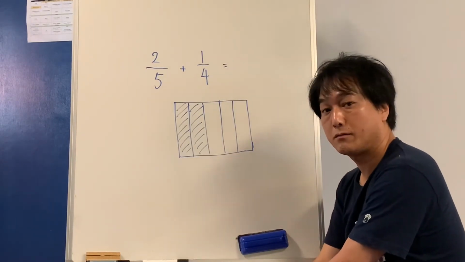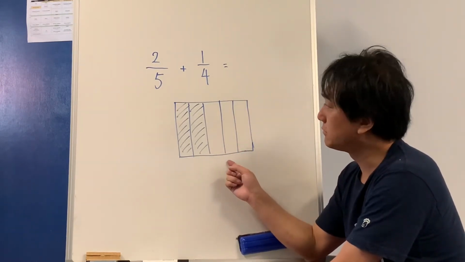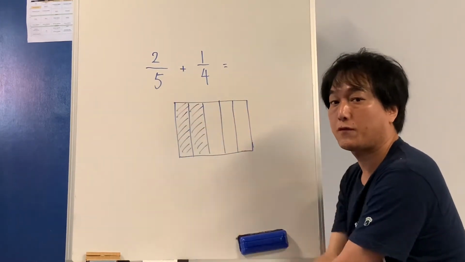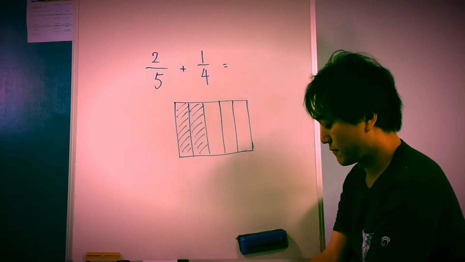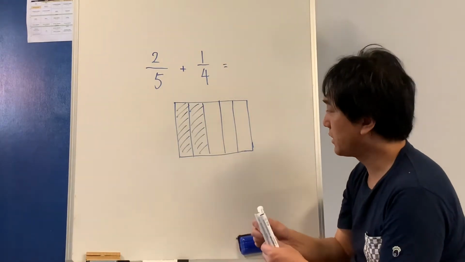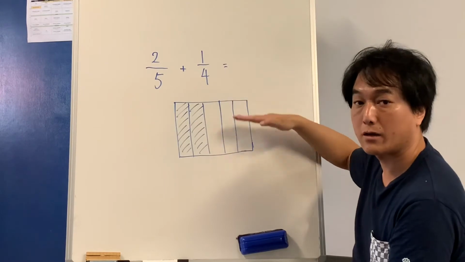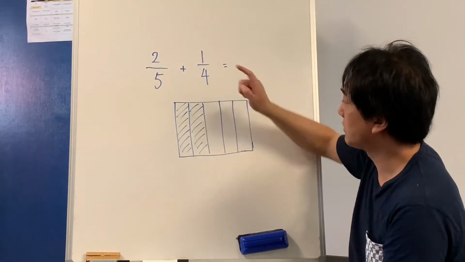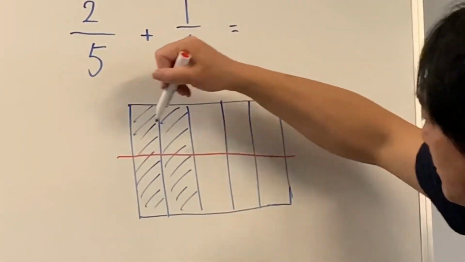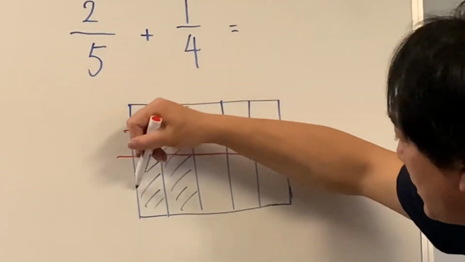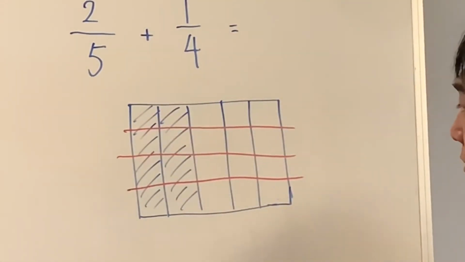I'll pause the video. Let's see if you can draw. This is a bit more complicated because of the 2/5. Let's see. So remember how I was doing it? I was going vertically, cutting the cake first, then I cut the cake horizontally. So 1/4, I need 1/4 of the whole cake. The 1/4 of the whole cake is the whole row of that strip there.